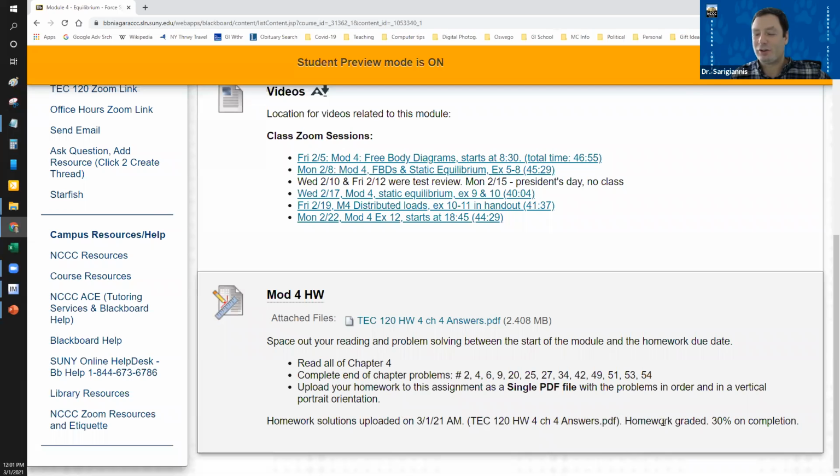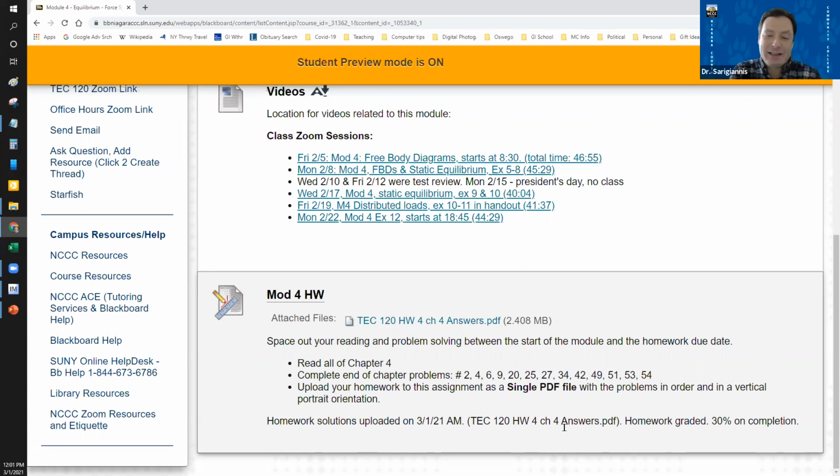I graded the homework, finished grading the homework last night. There were a lot of problems, so I gave 30% just for completion. In other words, you got 30% if you completed all of them or made an attempt at all of them. Everything's sort of prorated, right? If you didn't do half of them, you only got 15% of this. And then the other 70% was split up as points between these problems.